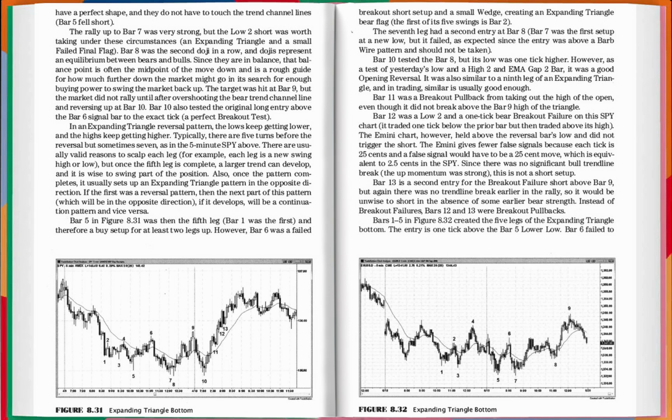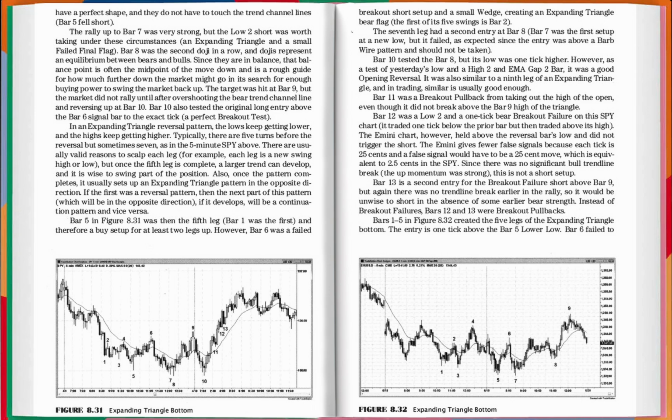Bar 10 also tested the original long entry above the bar 6 signal bar to the exact tick, a perfect breakout test. In an expanding triangle reversal pattern, the lows keep getting lower and the highs keep getting higher. Typically, there are 5 turns before the reversal, but sometimes 7, as in the 5-minute SPY above. There are usually valid reasons to scalp each leg. For example, each leg is a new swing high or low, but once the 5th leg is complete, a larger trend can develop and it is wise to swing part of the position.